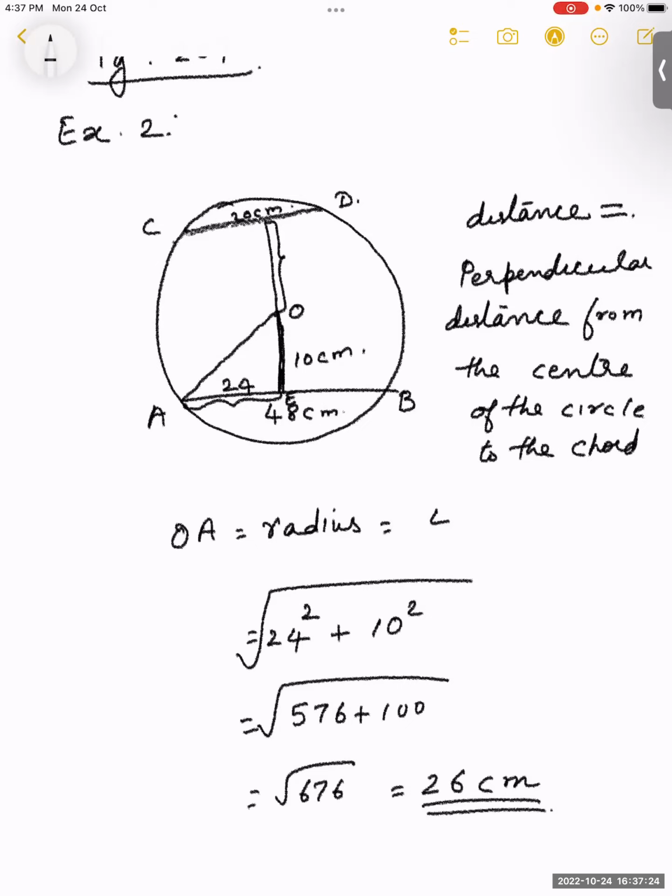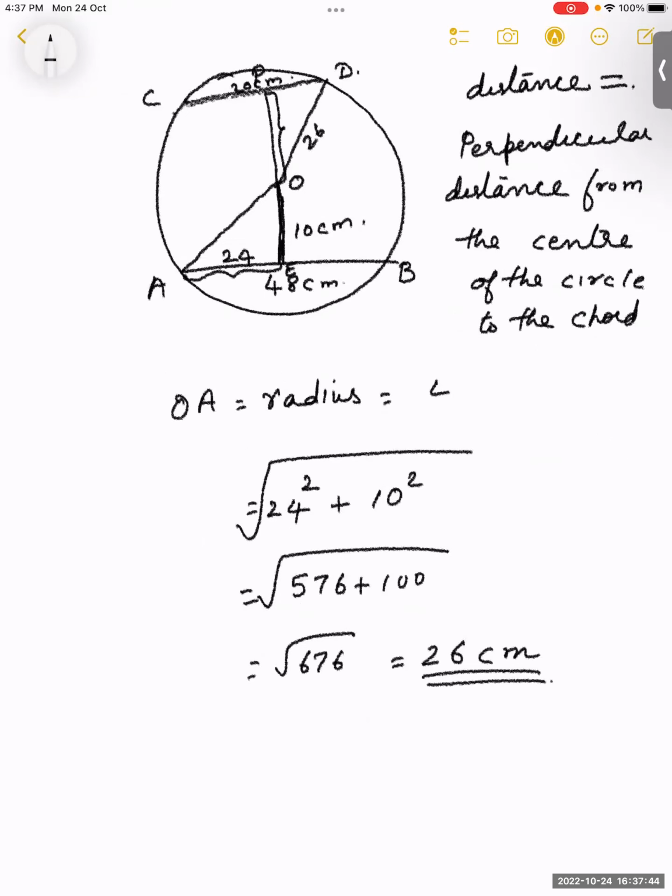Now we have to use the radius for the other triangle. This radius, OD, is again a radius. So here you know it is 26. Now don't you think you can calculate OP? So OA, that is the radius, is equal to 26 centimeter. So OD equals 26 centimeter.